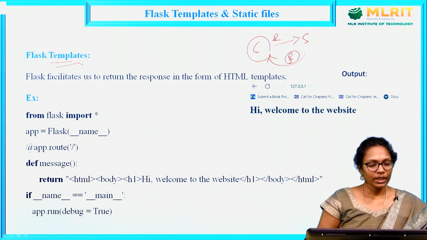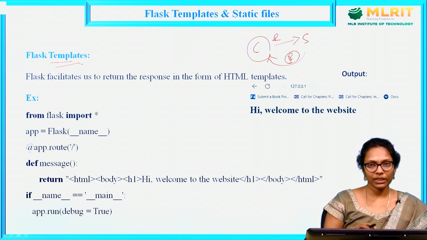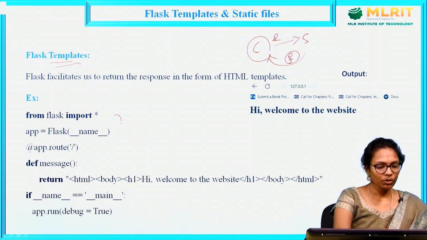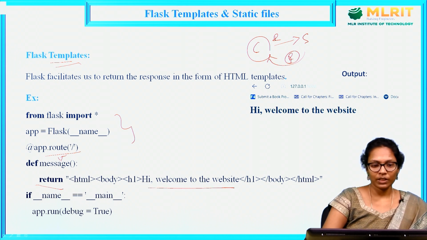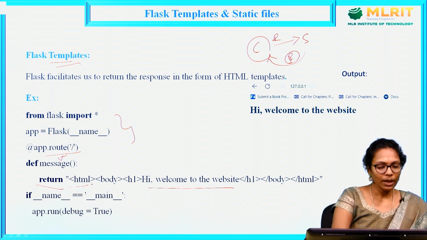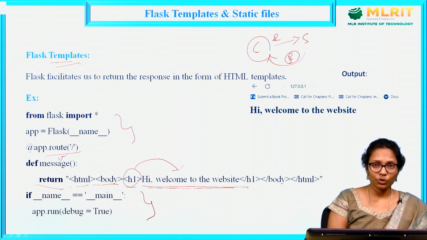Now in this program, you are simply embedding some HTML tags within the Python application itself. For this route, this view function will be executed, that is message. And what is it returning? It is returning simply "Hi, welcome to the website." But I want to include some HTML tags here. So in the HTML body, I'm using an h1 tag, and within this h1 tag, this message will be displayed. This is common for all applications and it's not mandatory.